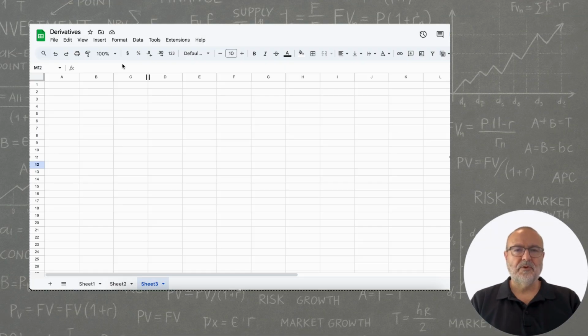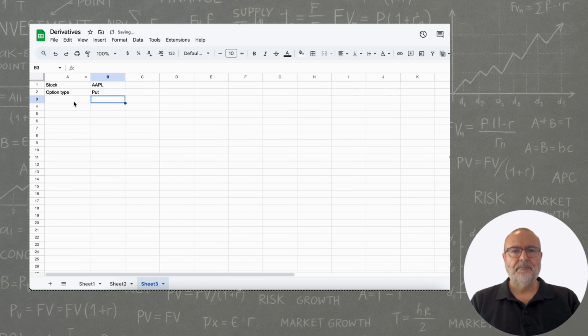Let's define the parameters for our example. Our underlying stock is Apple for this example. We are working on a put option. Current spot price for Apple stock is $255. Our strike price is $250 for this example.